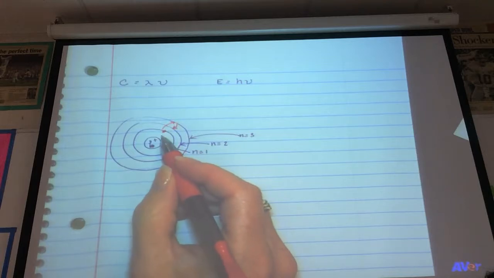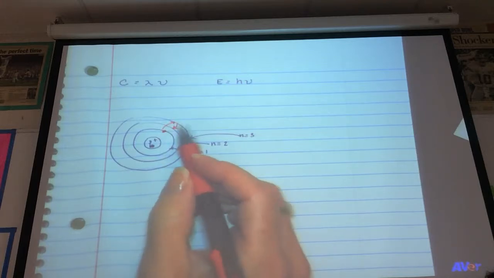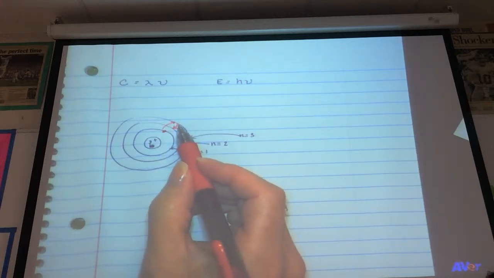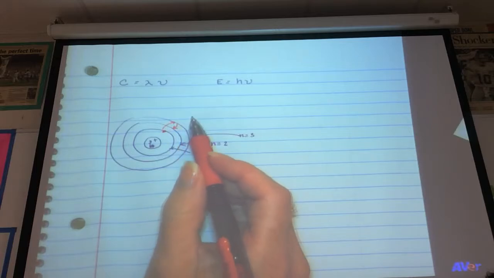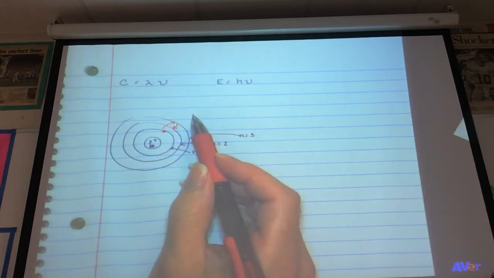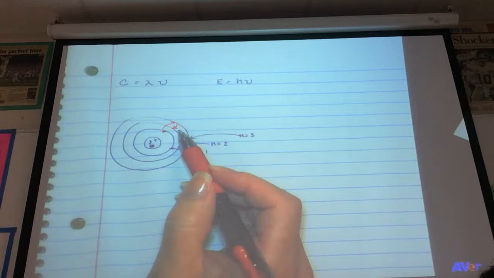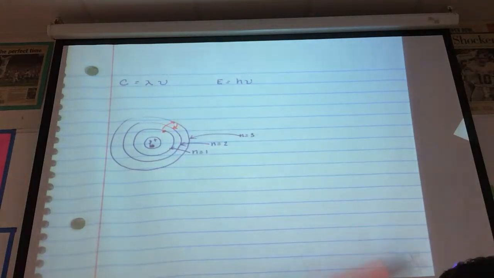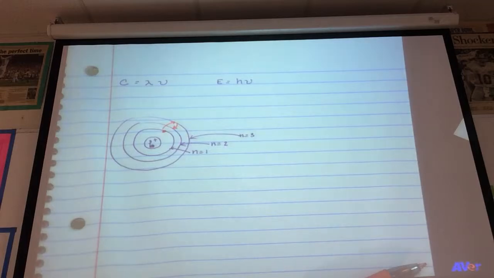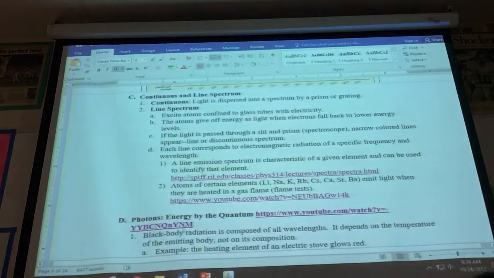We're going to come back to this point in a little bit, but the light you see is due to the release of energy when the electron goes from a higher principal energy level to a lower, and that's what you would see with firework patterns as well. And we'll come back to that in just a few minutes.